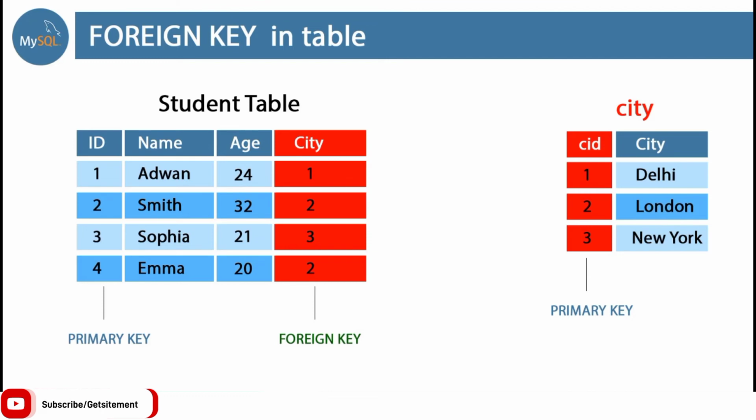Advan was from Delhi, so his city ID is 1. Similarly, Smith is from London, so his city ID is 2. We can link our tables using foreign key and primary key. That's why we use these 2 keys. If we save data like this, it makes our table lighter and faster. We don't need to provide repeated names every time. We just need to pass their ID. That's it. Let's talk about foreign key syntax.